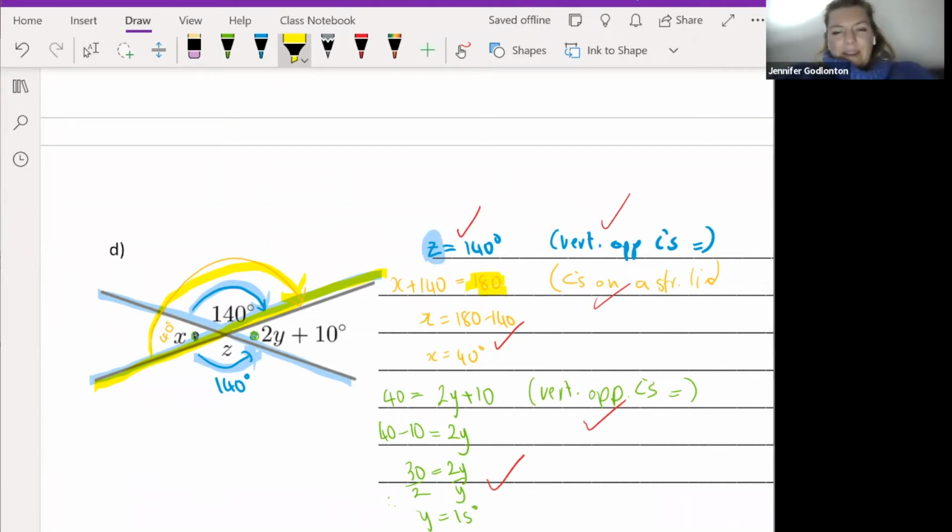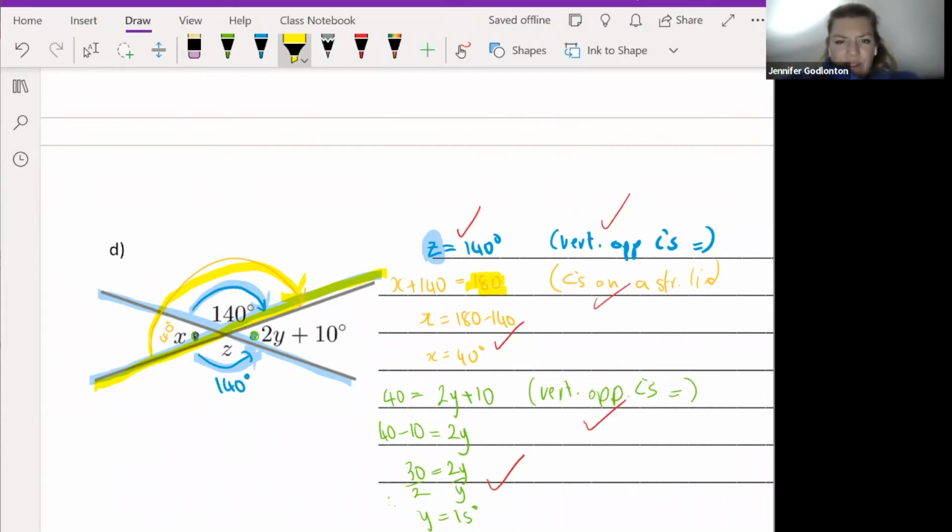Ma'am, I got my y equals 15 in a different way. That's fine. Did you do angles around the point? I did angles on a straight line of 140 and 2y plus 10. Totally fine. 100%. Perfect. With geometry, there's always multiple roads you could take.